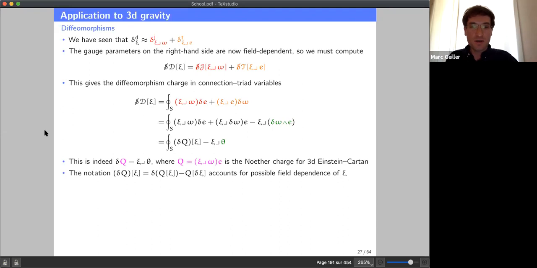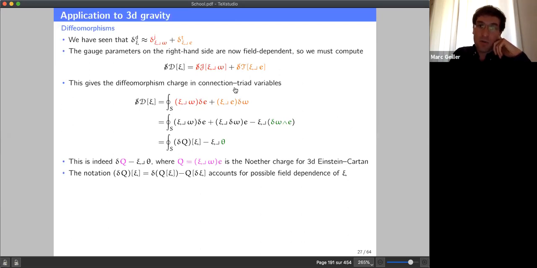Now the only thing which this notation is taking into account is that, well, we have also to be careful, and we want to be a bit more general now. It will be important later, because now we have to account for possible field dependency of the vector field itself. You see, at the beginning of this example, we were extremely careful about what happens if the parameters of the Lorentz transformation and the translation depend on the fields.